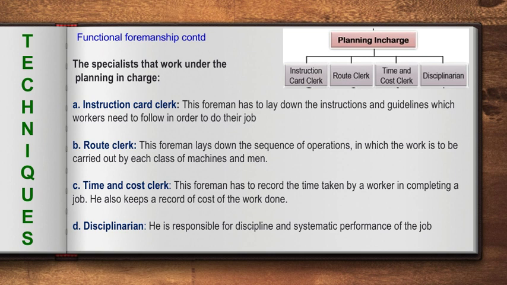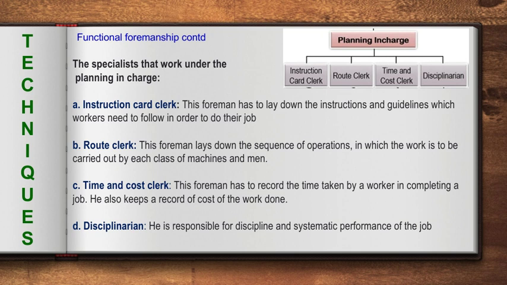The second one is the route clerk. This person provides the order in which the work is to be performed. So he is called the route clerk. The third person is the time and cost clerk. A time and cost clerk is a person who establishes the time limit in which work must be finished and the cost of completing each assignment. Therefore, he is known as the time and cost clerk.